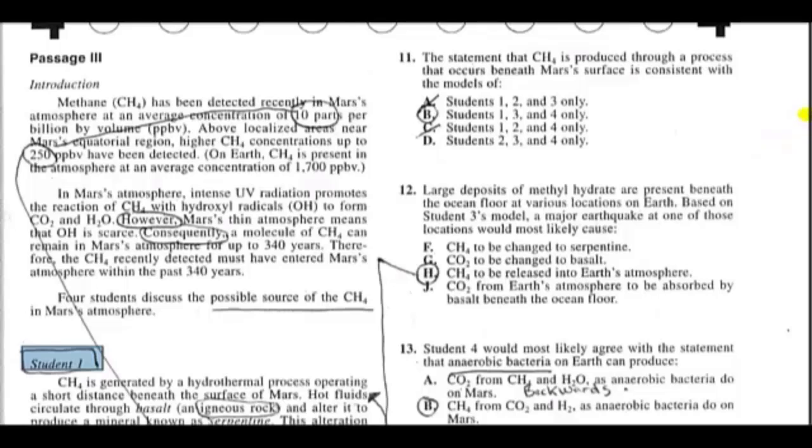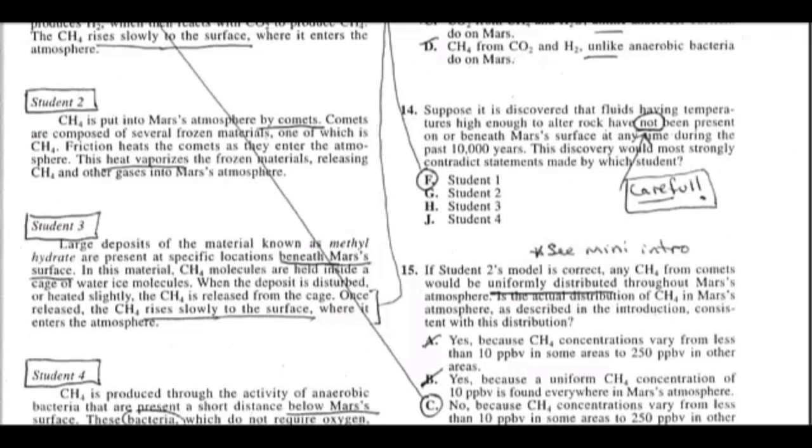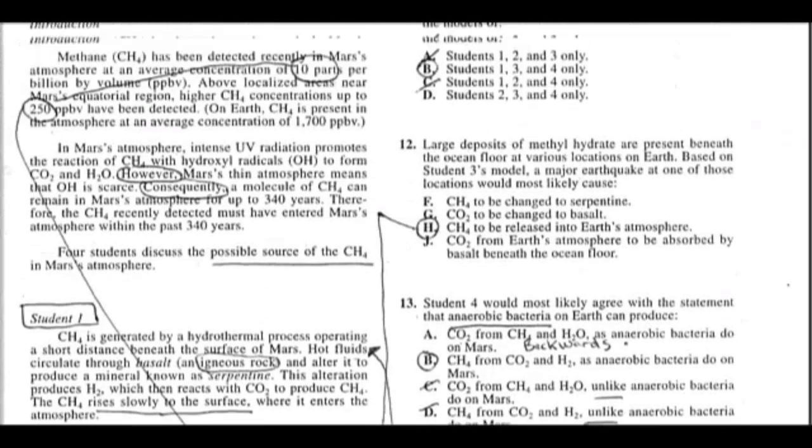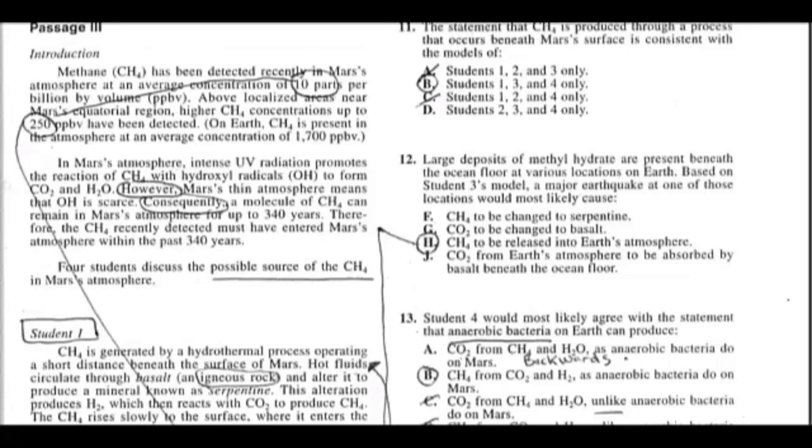Let's jump on in and take a look at student number 2. Student number 2 says that the CH4 came by comets. So student number 2 is out. When you look at your answer choices, anything with student 2 can be crossed out. So that means A can be crossed out because student 2 is in there.